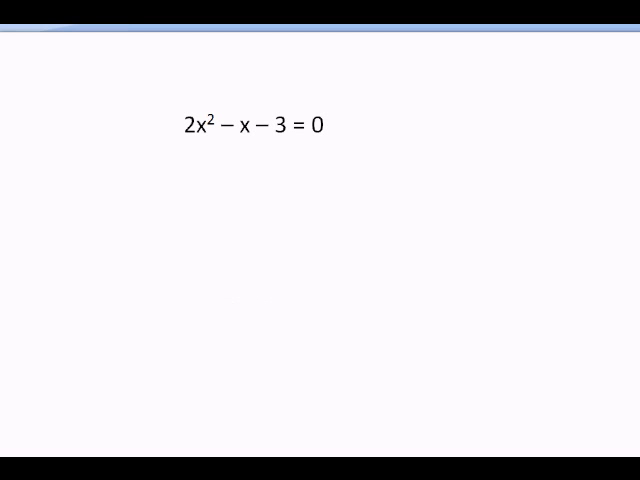We have one more problem. Factor the three-term method, but this time the number in front of x squared does not equal 1. So we're going to use the AC method.